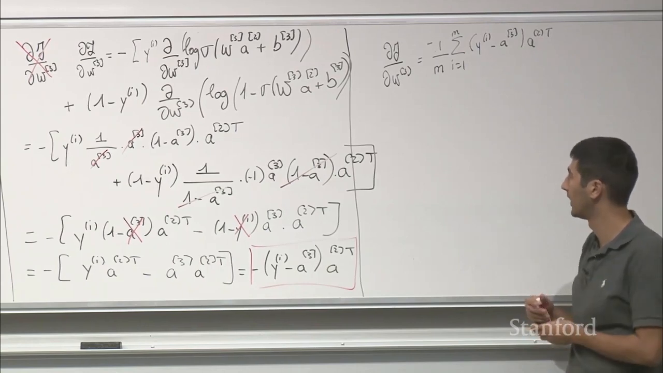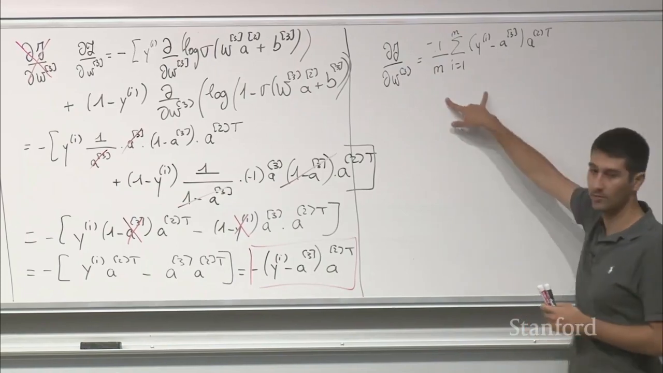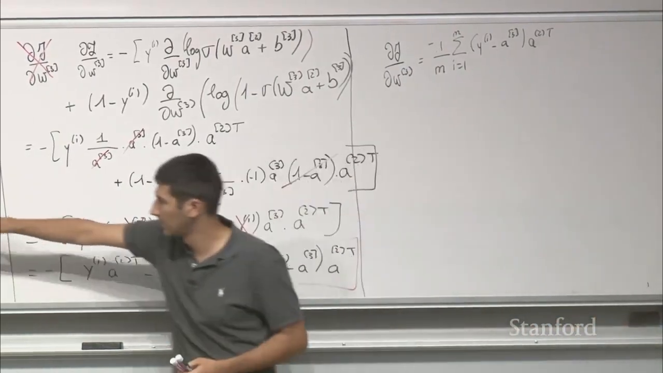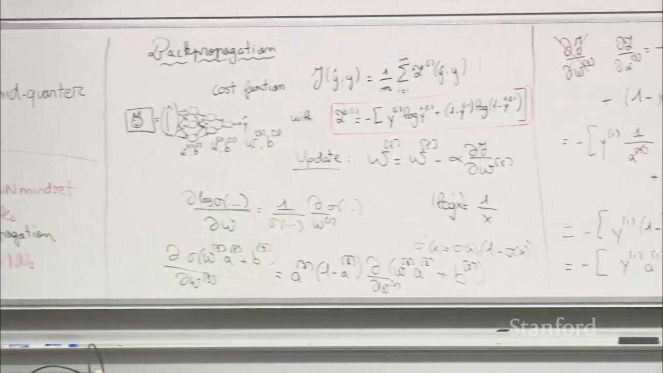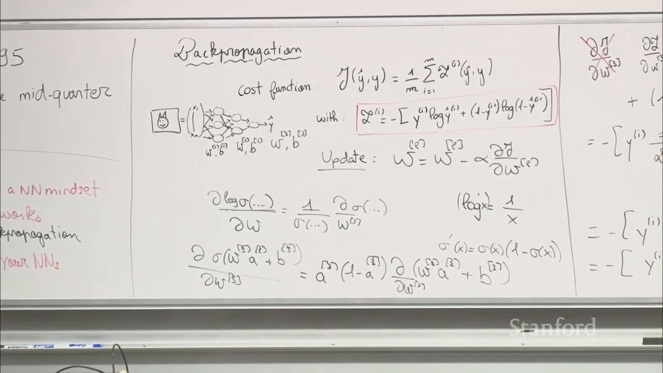Okay, so we're done with that, and we can just take this formula and plug it back into our gradient descent update rule, and update W3. Yeah?